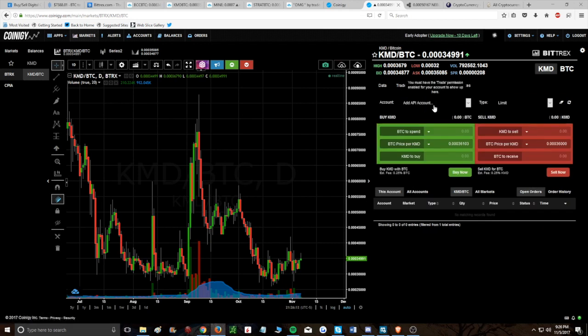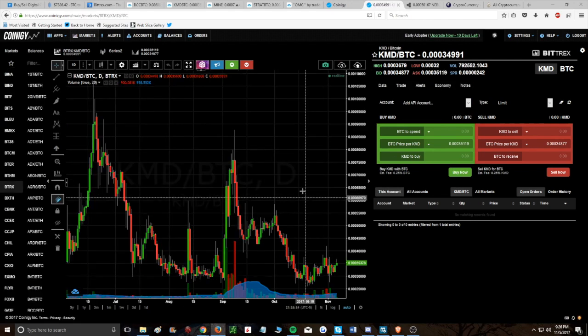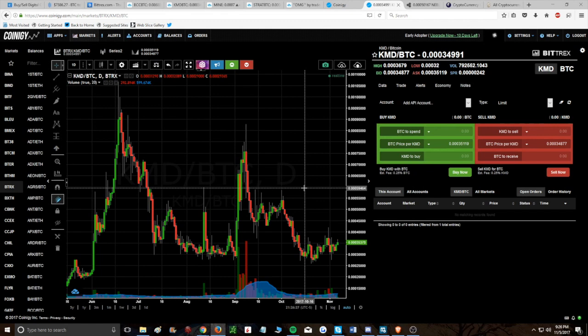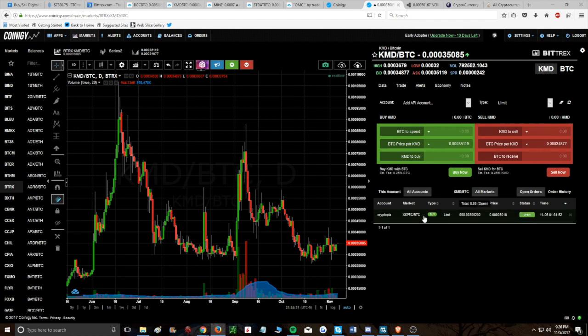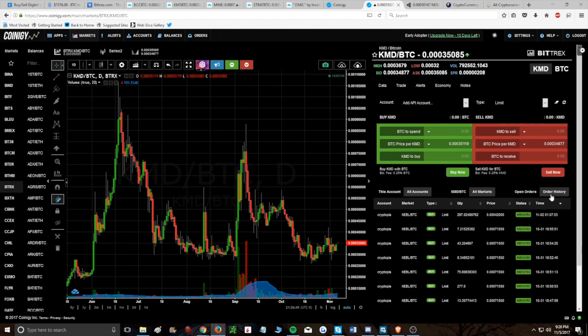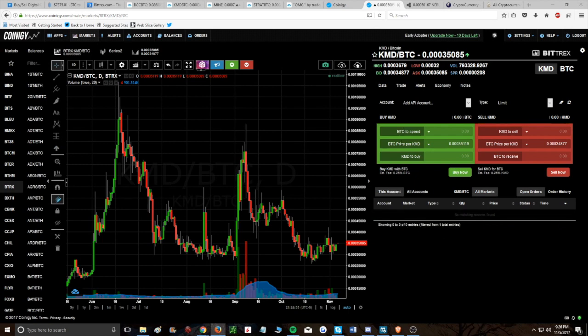Trade, this is where you have to make your trades. I don't have my Bittrex account linked. I only have Cryptopia linked right now. So this is where I would be making trades. You could see all your accounts, KMD, Bitcoin, or there's my XPEC order on Cryptopia. So I could see all my open orders, even though I'm only on Bittrex right now. And I could see that it's still open. I could cancel it if I want. And I could see order history. I could see all the times I bought and sold Neville. But right now I don't have anything open for Bittrex.